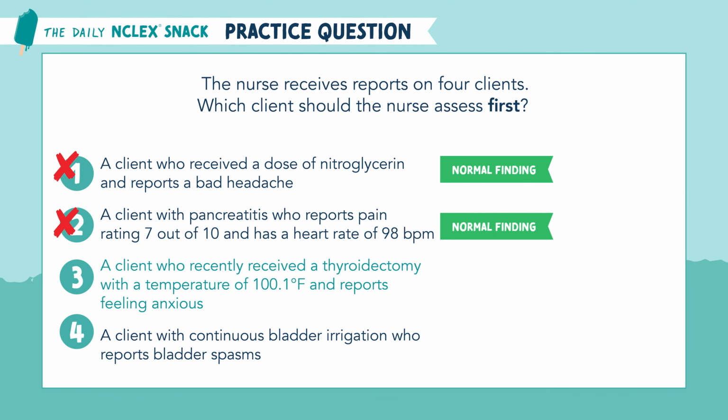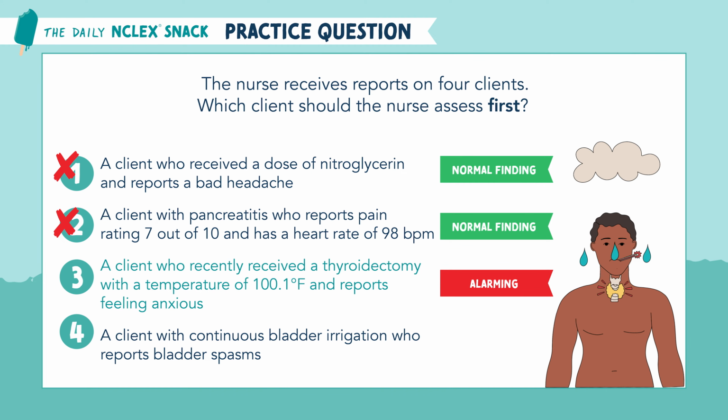A client who received a thyroidectomy with a temperature of 100.1 Fahrenheit and reports feeling anxious. This client is showing signs of a thyroid storm. After a thyroidectomy, thyroid hormone levels remain elevated, causing a thyroid storm. This is an acute, life-threatening emergency. This client should be seen first. But we want to be sure to read all the answer options because there could be a higher priority patient.